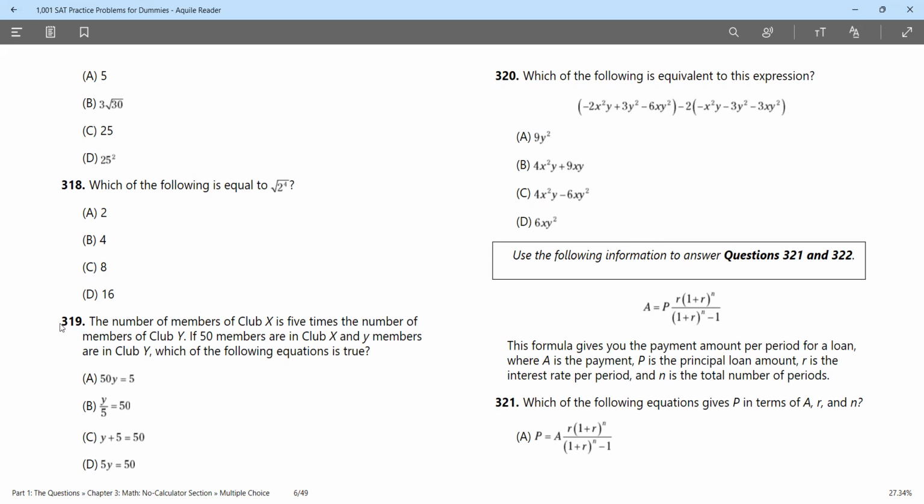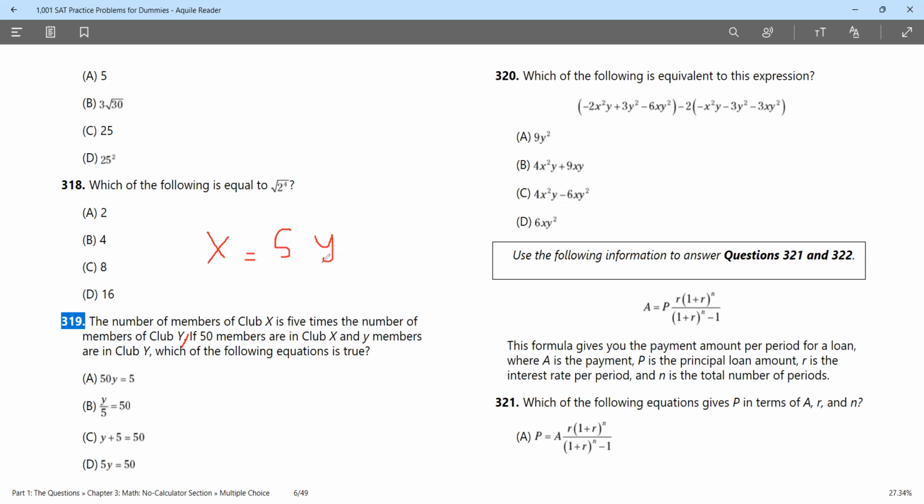Okay, let's read this one. The number of members of Club X is 5 times the number of members of Club Y. Okay, let's stop here. The number of members of Club X, we will consider them X members, is equal to 5 times what? Times the number of members of Club Y. So Club Y will have Y members. So our equation will be X equals 5Y.